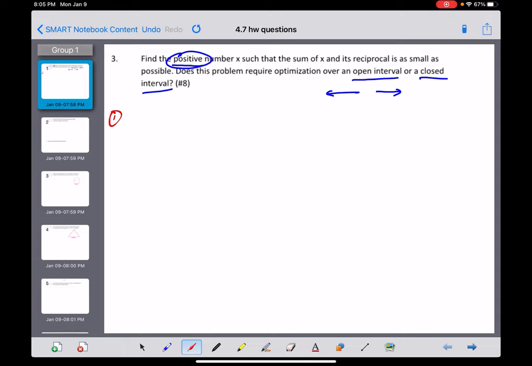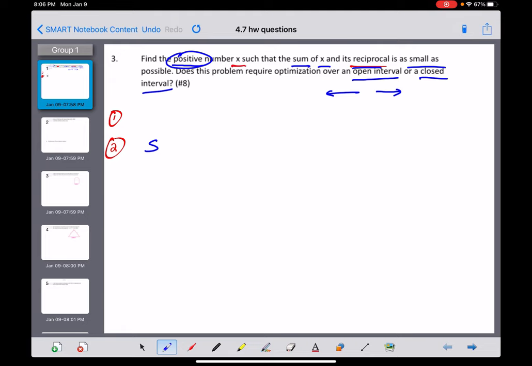Now, step number 1 in an optimization problem is usually to write the relationship between two variables, but I don't think we need two variables right here. In this problem, we're going to be adding two numbers together. One of those numbers is x, and the other number is the reciprocal of x that I think I can define without needing a second variable. So I'm going to completely skip step number 1 and go right to step number 2. Write an equation for the quantity we're trying to optimize. We are trying to find the sum of x and its reciprocal, and we want that as small as possible.